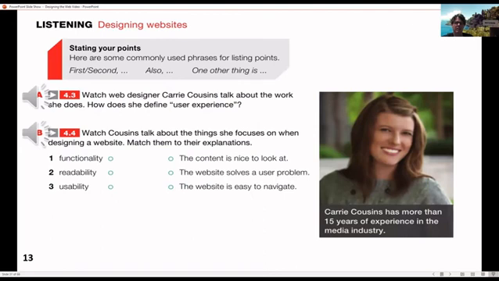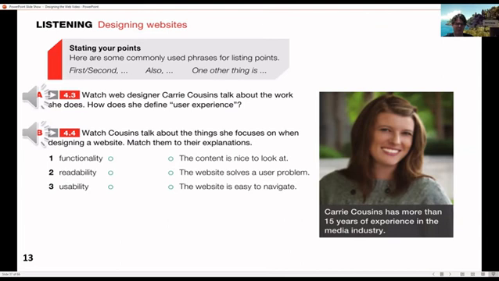Okay, everybody should know this, but these are some very common phrases for listing points. First, let me tell you the reasons why I didn't like the movie. Second, also, another thing. Here it says one other thing, but you can also just say another thing I didn't like was. All right, so in the book it says watch, but we are actually going to listen to her talk about the work that she does. And when you listen, think about this question.